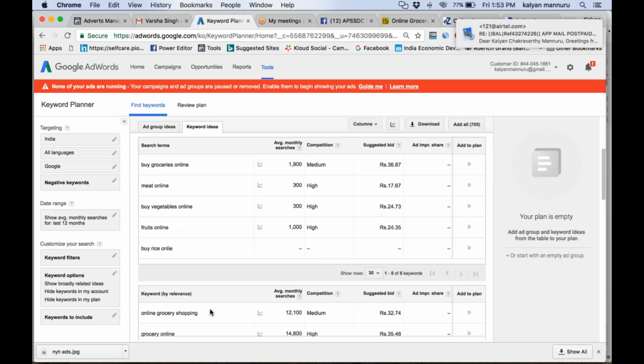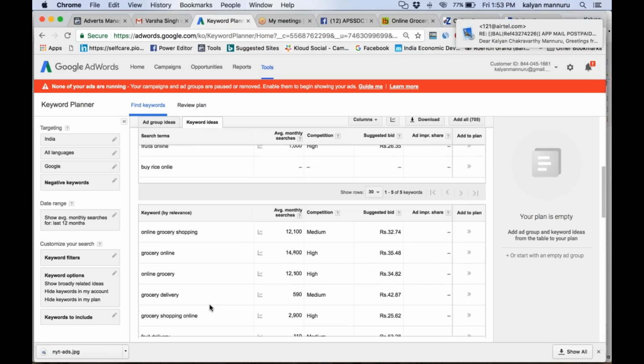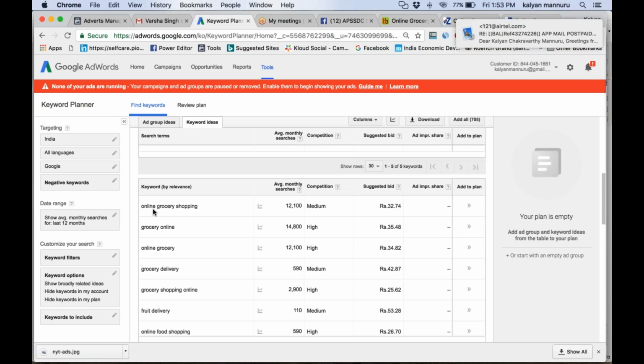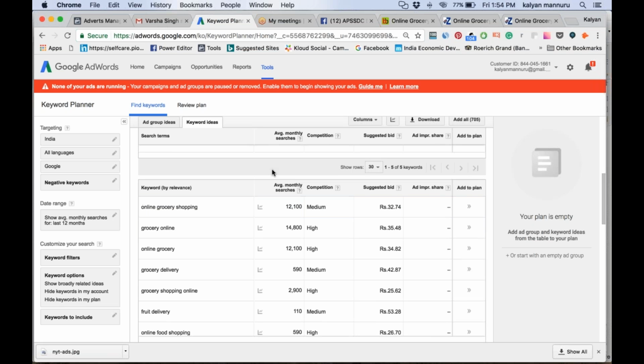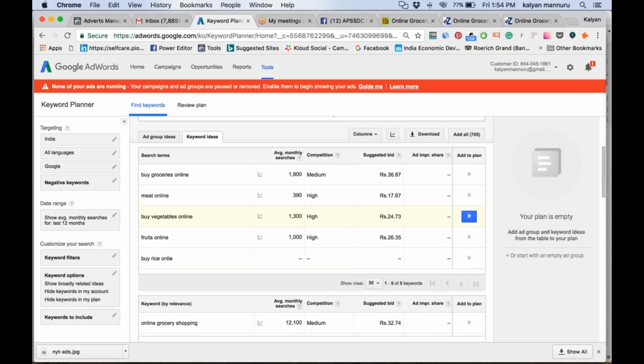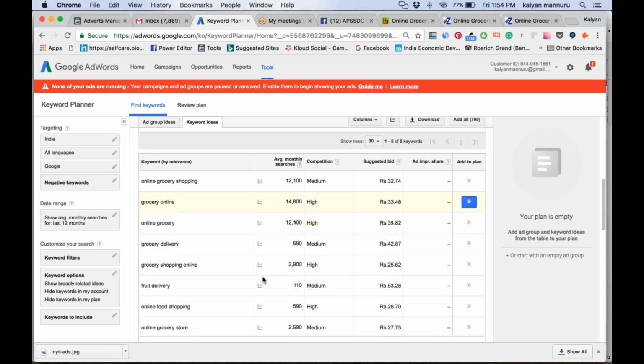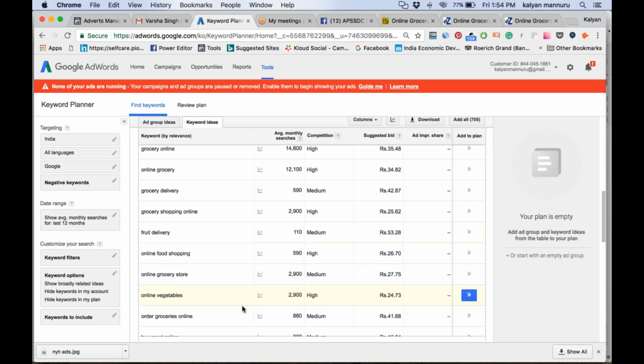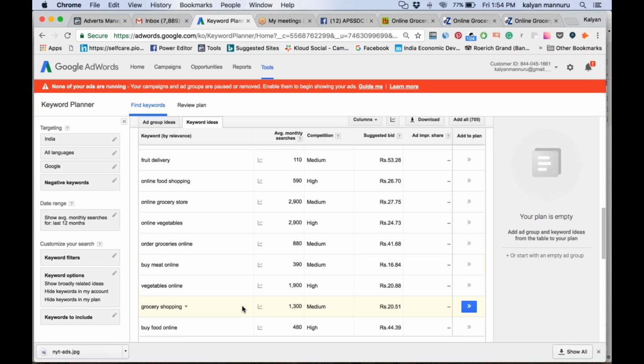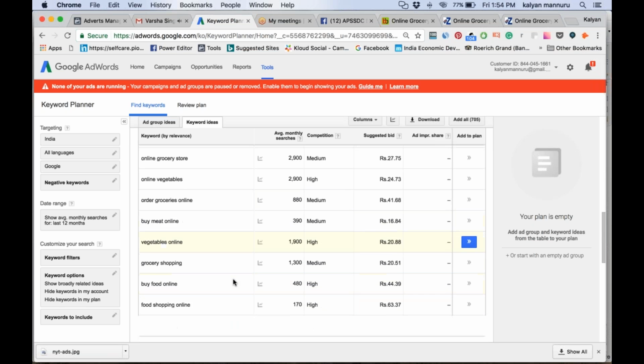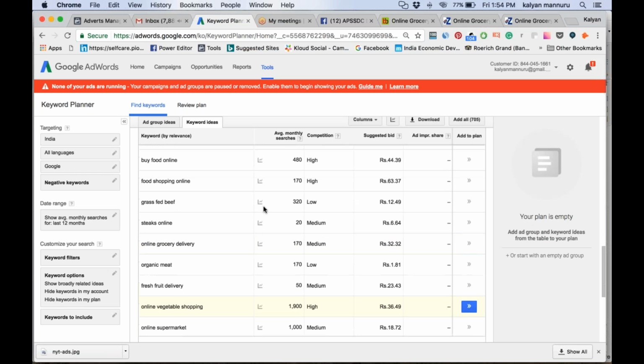Now let us have a look at what are the suggestions Google is giving me for each category. See, if you can see here, online grocery shopping. I was not guessing that shopping would have 12,100 searches. I was thinking order grocery online should have more searches, because that's my perception. So when I checked the actual data, it is giving me a different perspective.